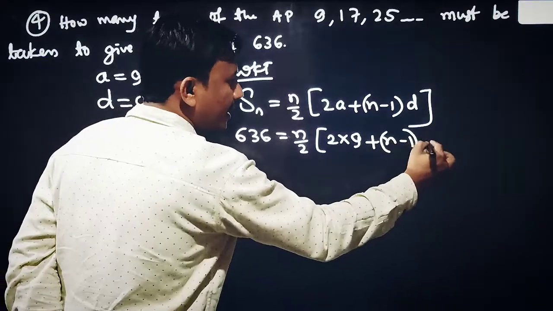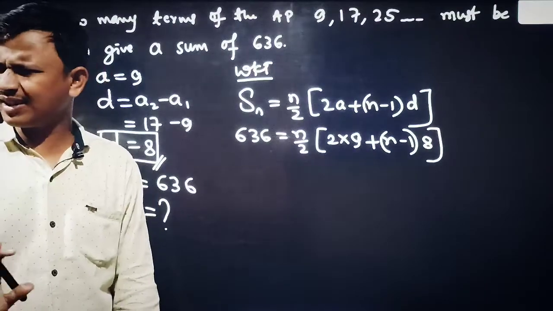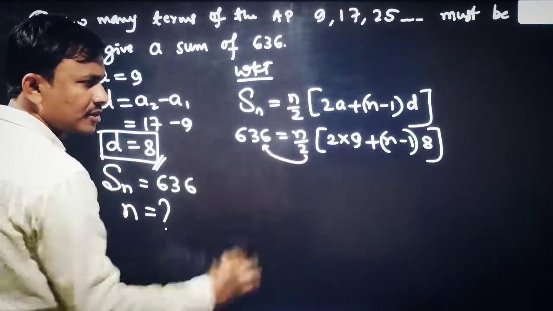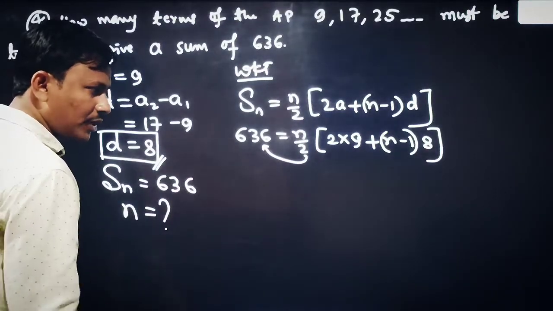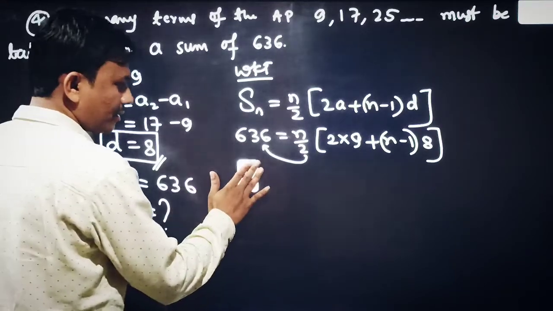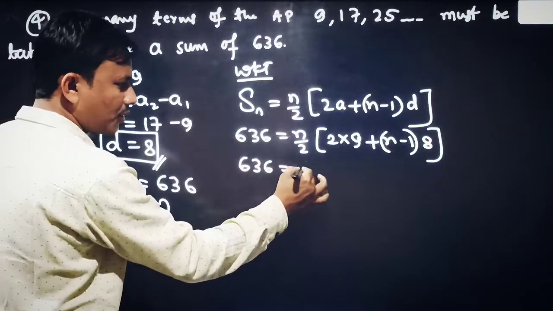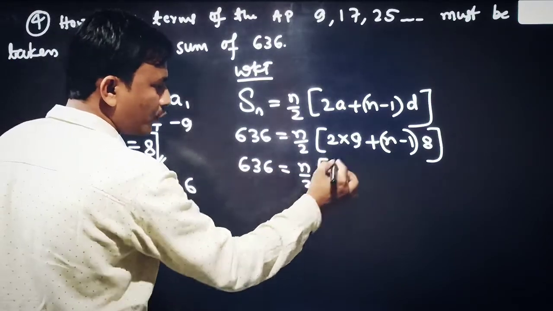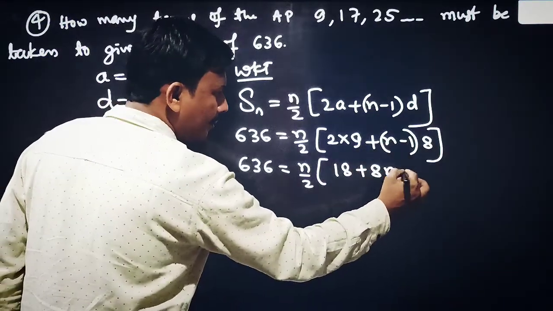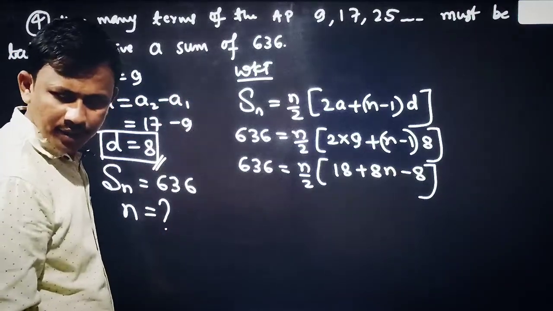What is d? 8. Whatever value is there, put that value, nothing extra. Okay, division 2 it will become what? Multiplication. Let us do division multiplication here. Okay? Look here, another step. 636 is equal to n divided by 2 in bracket 2 9s are 18 plus n into 8, 8n minus 1 into 8, 8. Understood? Yes, sir.